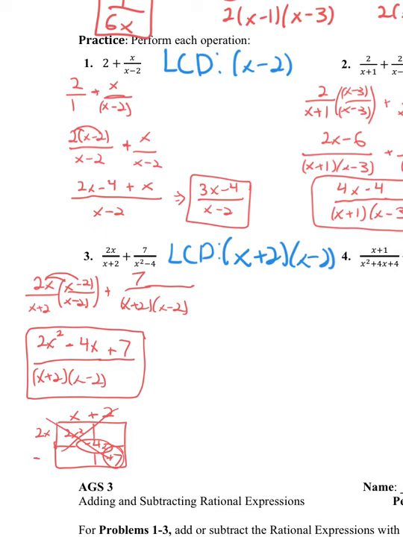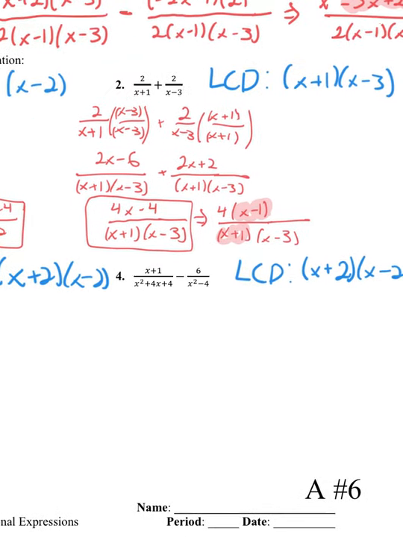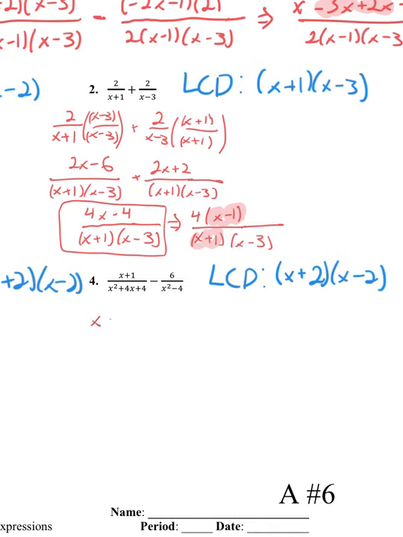All right, 2x squared minus 4x plus 7. But we do want to double check and see, can we get an x plus 2 or an x minus 2 to factor out of that? And because of this 7 right here, we cannot. All right. And then the very last problem, x plus 1 over this side became x plus 2 times x plus 2. This side over here became 6 over x plus 2 times x minus 2.